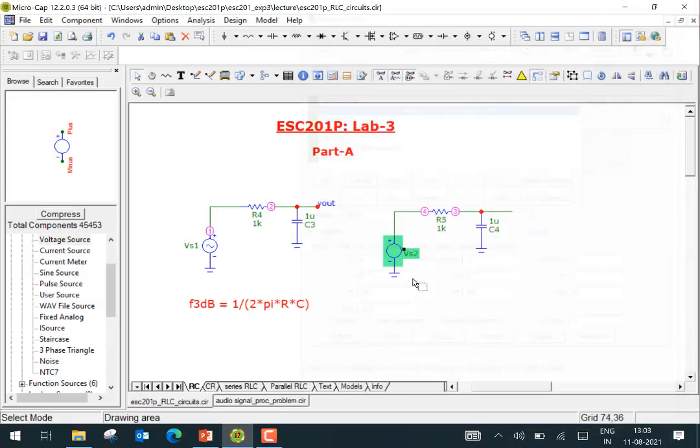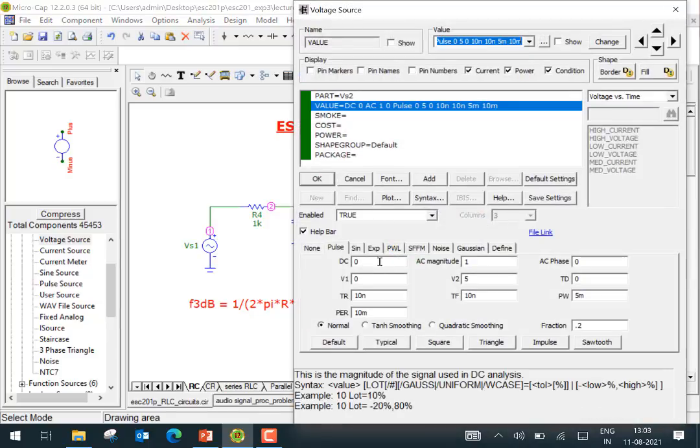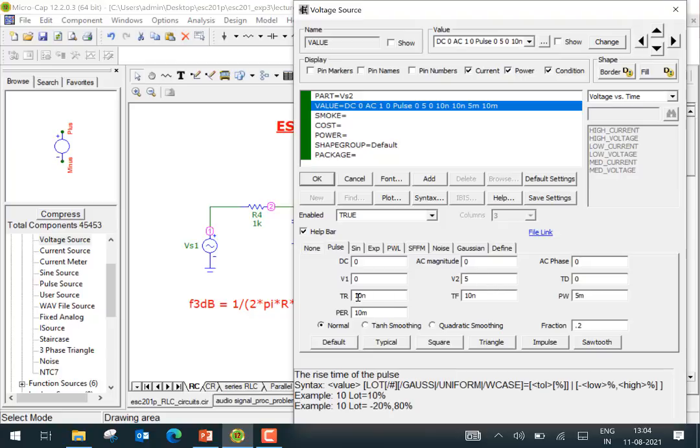So where do we get this particular voltage source? It is right from here, the voltage source. When you double click it, it's a general purpose voltage source. You can specify DC, you can specify AC, and you can specify a pulse kind of function here. What we want to do is remove the AC part here.